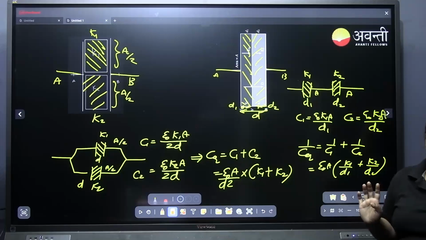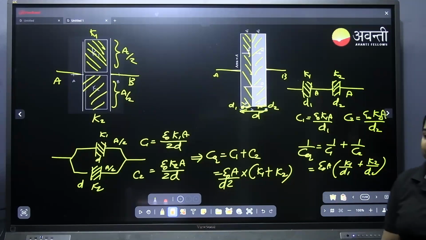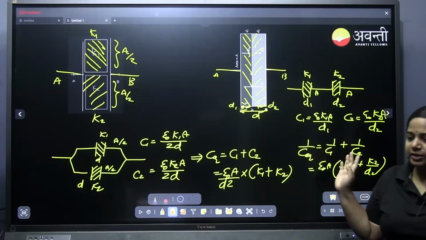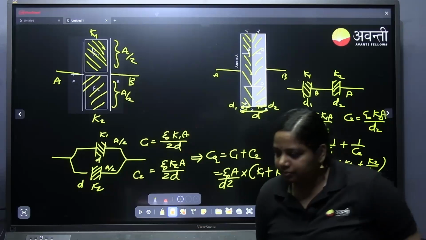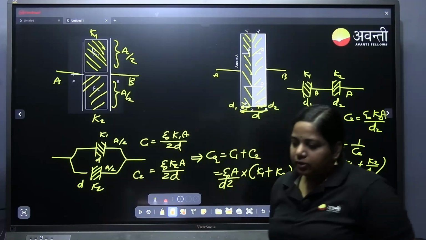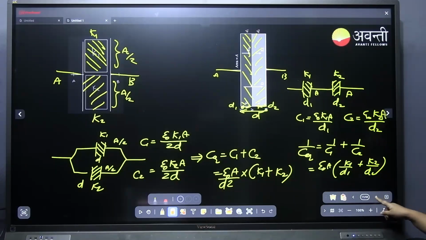Understood how we are splitting these? Is anybody having any doubt regarding this one? Okay, I guess not. We can move.